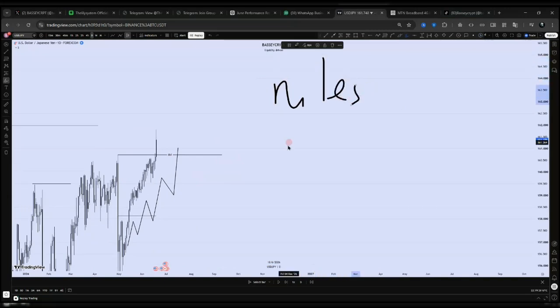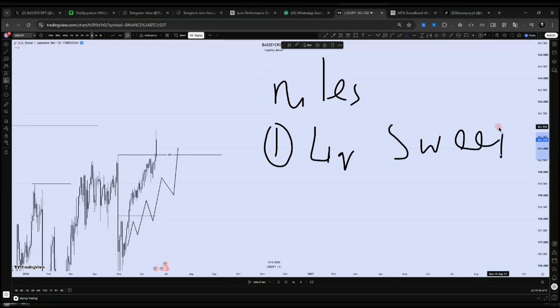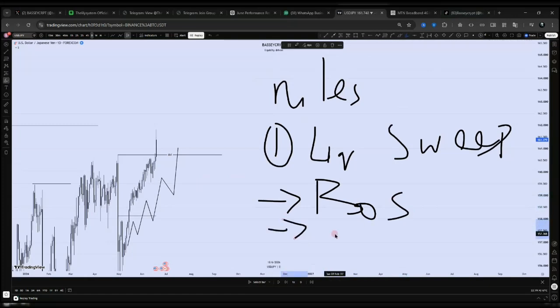First, I want to see price giving me a liquidity sweep. Then I want to see price giving me a break of structure. And I want to see price giving me an inducement. And lastly, I want to see price giving me a supply or demand zone. So this is my entry model.